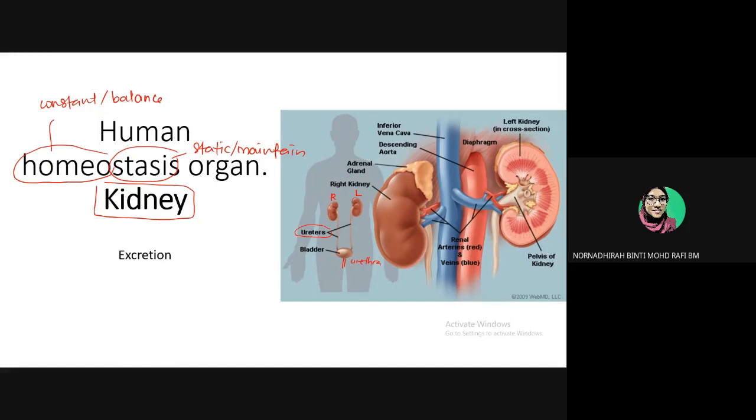Okay, so kita tengok what are the function of kidney? Ada 3. The first one is excretion. Okay, excretion meaning that we are going to remove waste product. So excretion adalah the removal of waste product. So waste product here is in a form of urine. Okay, apa beza urine, urea, uric acid?